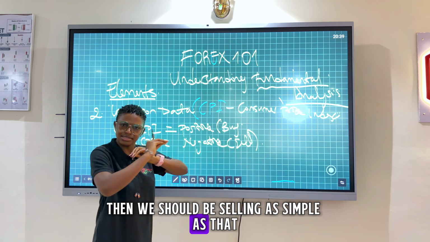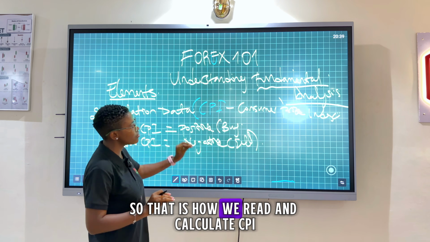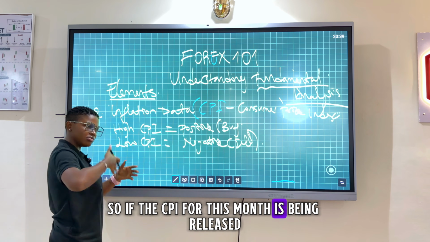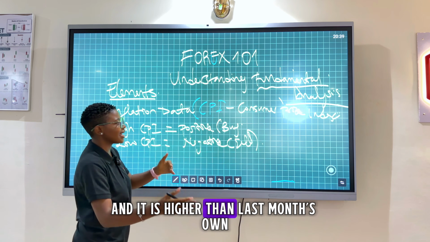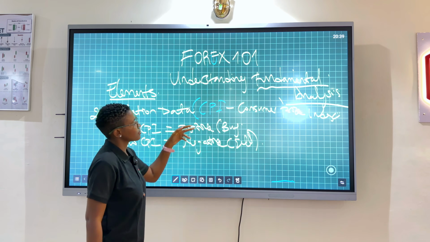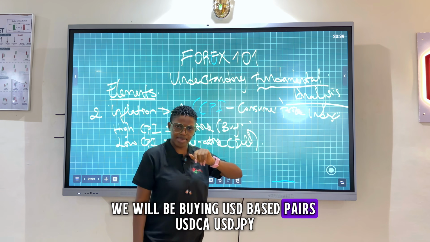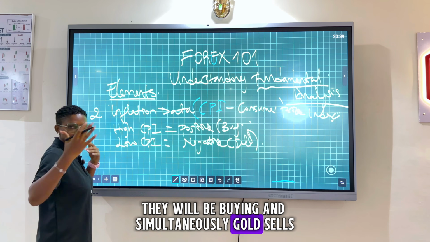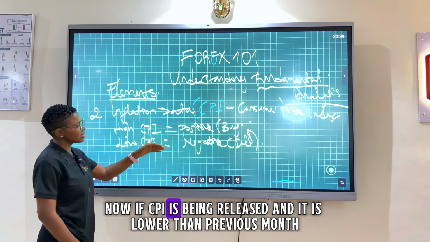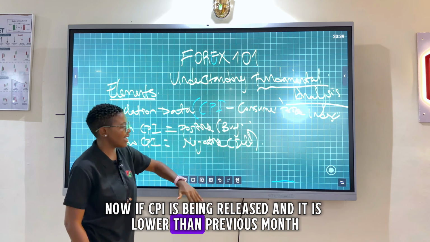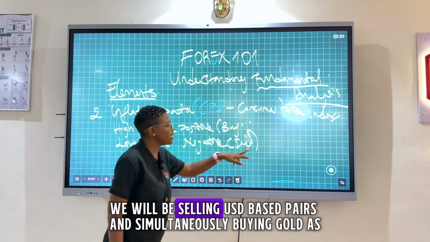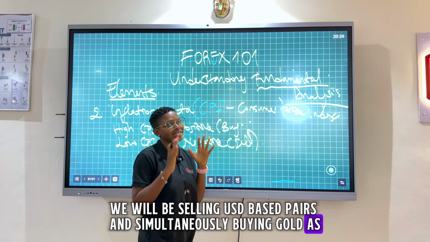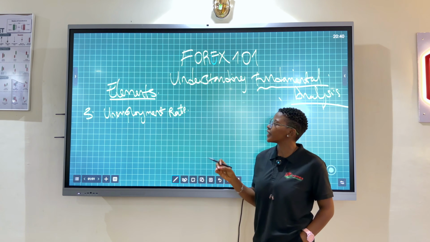As simple as that. So that is how we read and calculate CPI. So if the CPI for this month is released and it is higher than last month's, we will be buying USD based pairs, USD CAD, USD JPY, and simultaneously gold sells. Now, if CPI is released and it is lower than previous month, we will be selling USD based pairs and simultaneously buying gold. As simple as that.